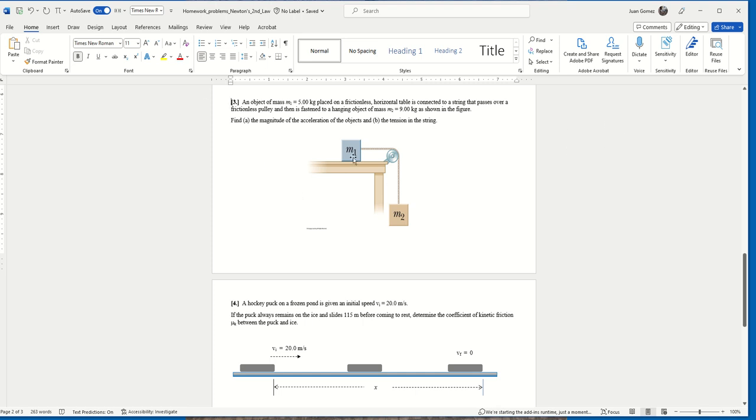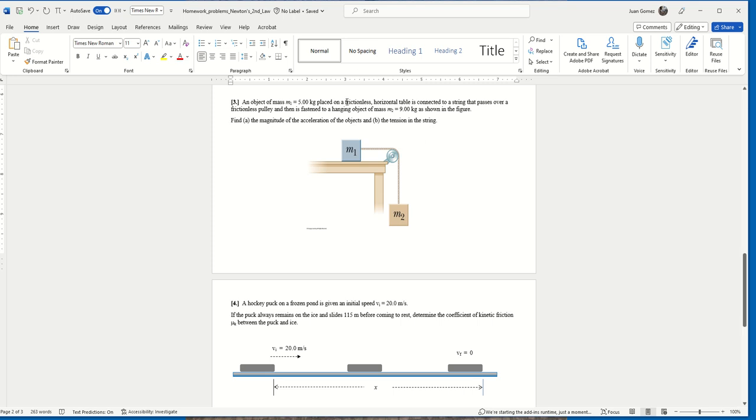Okay, so problem 3 is a very common Newton's second law problem, typically called a connected mass problem. Notice M1 and M2 are connected by a string that passes over a frictionless pulley. That tells us we don't need to reinvent the wheel. That tells us right away that the tension on M1 and the tension on M2 are the same, because the pulley is frictionless.